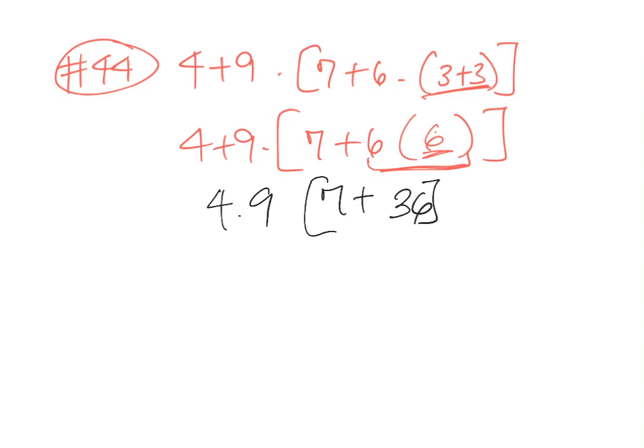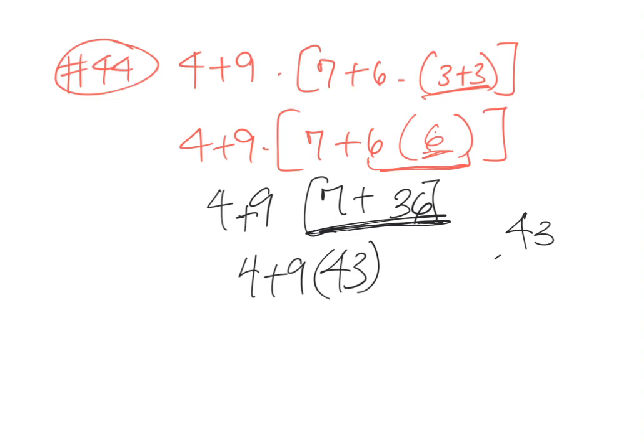And then we have 4 plus 9 waiting. Again, because of order of operations, we have to take care of this part. We get 43. And so we have 4 plus 9. We have 4 plus 9 and into 43. So 9 times 43. We don't expect you to know that off the top of your head, but you should be able to multiply it out.